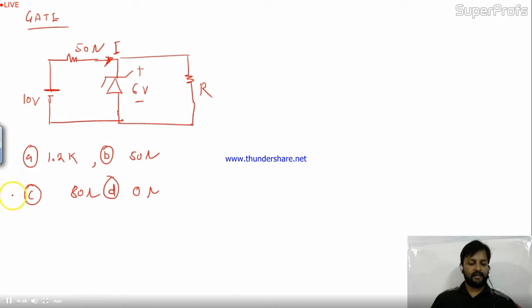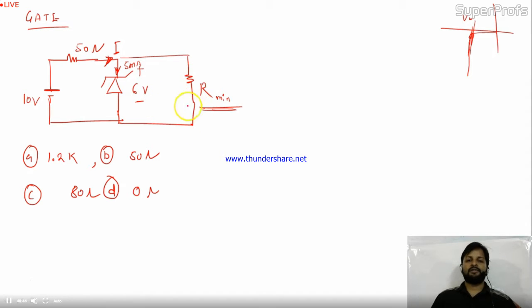So we'll read it. The 6 volt Zener diode shown below has 0 Zener resistance, given in the question, and a knee current of 5 milliampere. Knee current is the current, as we have seen in the characteristics. This is the Vz, and the current at this stage is the knee current. You have to find the minimum value of R so that the voltage across R will not fall below 6 volt.